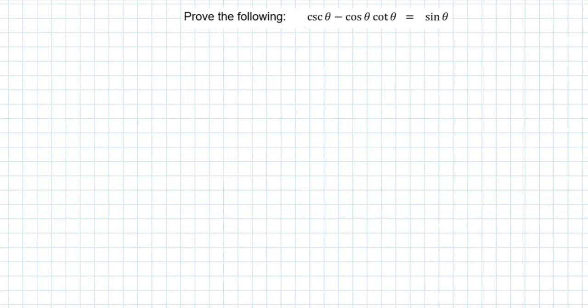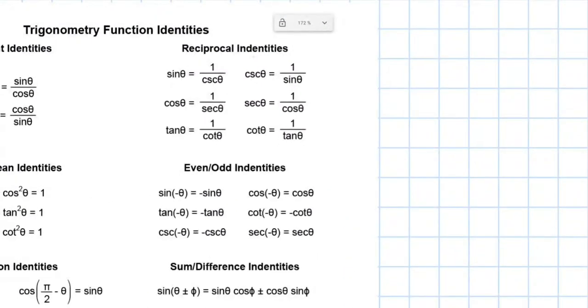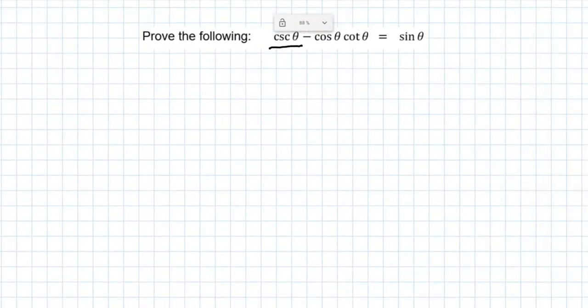So the first term we have is cosecant theta. Again, let's try and get that into sine or cosine. When we look at our identity sheet, we see that cosecant theta is equal to 1 over sine theta. So we can make that substitution. 1 over sine theta.